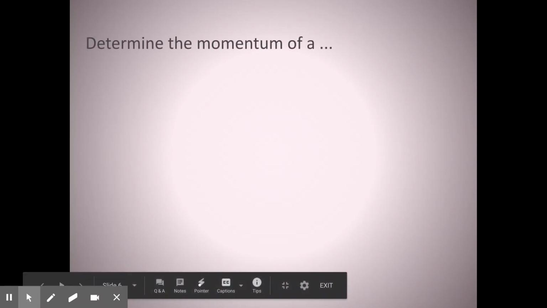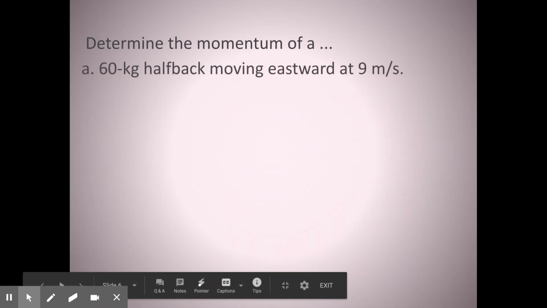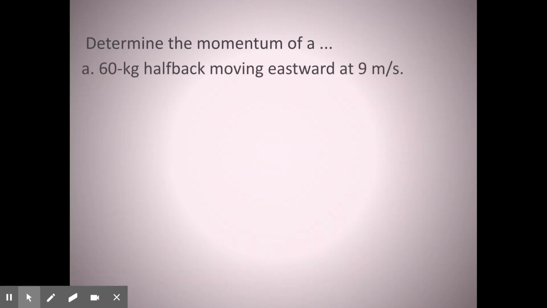We're going to do a couple of these, very simple. Determine the momentum of a 60 kilogram halfback moving eastward at 9 meters per second. All we're going to do is 60 times 9. We do need to take direction into account, so eastward would be positive, westward would be negative. So 540 kilogram meters per second.